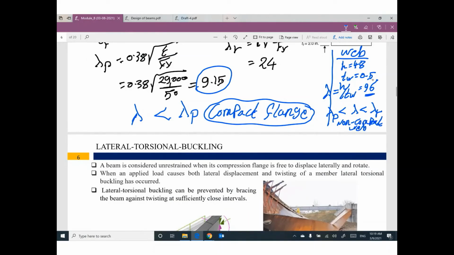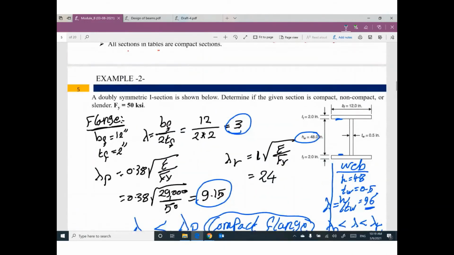Web. The final conclusion for this cross section, because we are not looking for compact or non-compact for each part. We are looking for compact, non-compact, or cylinder for the whole cross section. What is your final conclusion? Non-compact cross section.